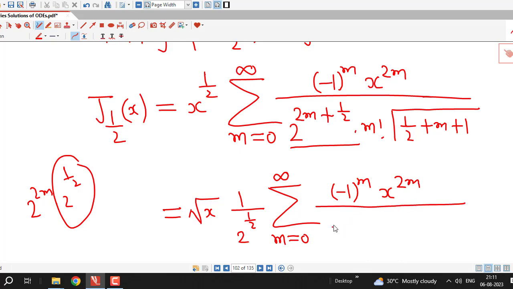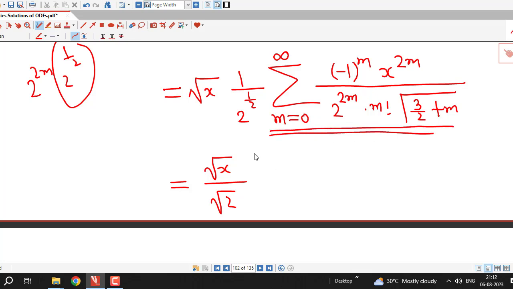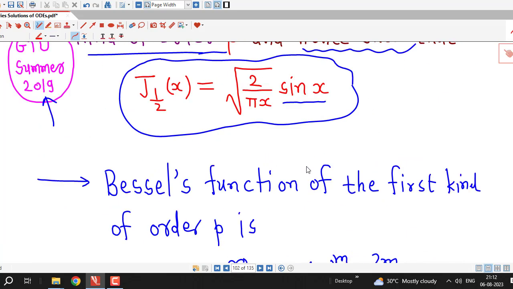Here we are left with 2 to the power 2m m factorial. Here I can combine 1 by 2 and 1, that is 1 by 2 plus 1 is 3 by 2 plus m equal to 0 to infinity. This again I can rewrite as square root of x divided by square root of 2, and now I can expand this summation. I can write down few of the terms corresponding to different values of m, and I will try to prove whether I obtain the series of sin x multiplied with this factor.